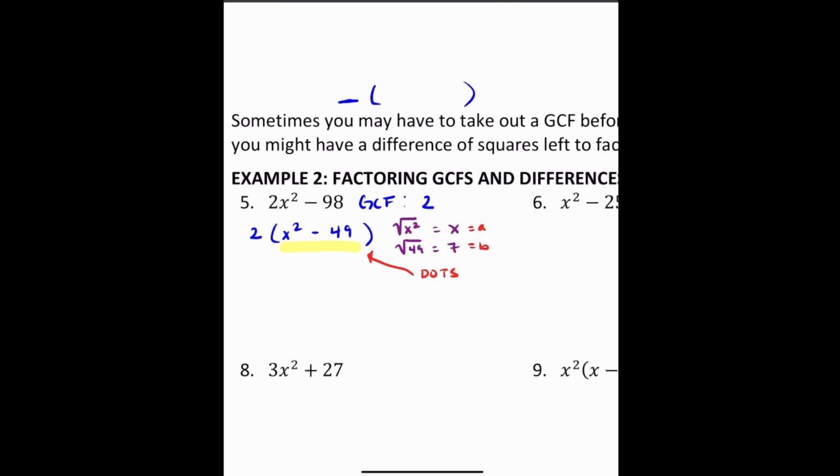Okay, so here we go. We took out a 2, so 2 should be part of the answer. And then we'll create our parentheses. So it's going to be x plus 7 and then x minus 7. So our answer is 2 times the quantity of x plus 7 times the quantity of x minus 7.